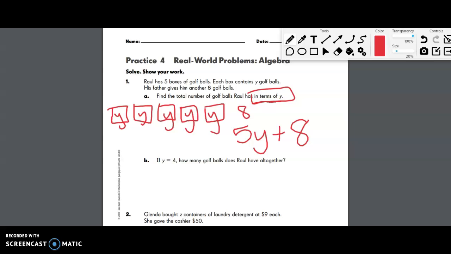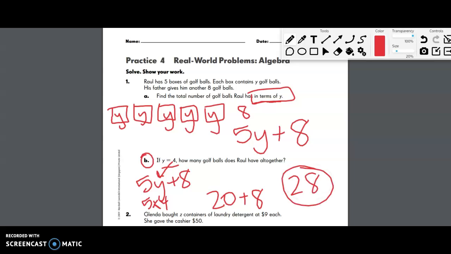Now for B, it tells me what Y equals, so I can get a number. Y equals 4. So I'm going to take my expression that I just wrote. I'm going to put 4 in where Y is. 5 times Y, or 5 times 4. 5 times 4 is 20. And I'm going to add on my 8. So he has 28 golf balls. Okay? Notice how I wrote that expression, then I used that expression.